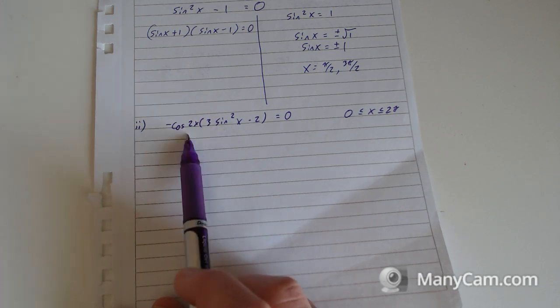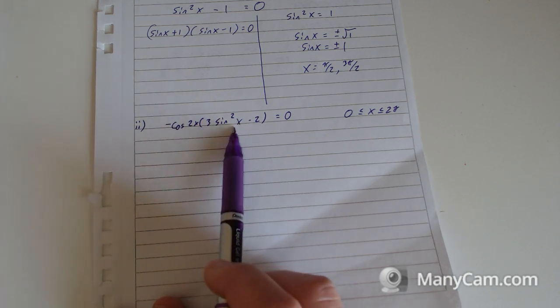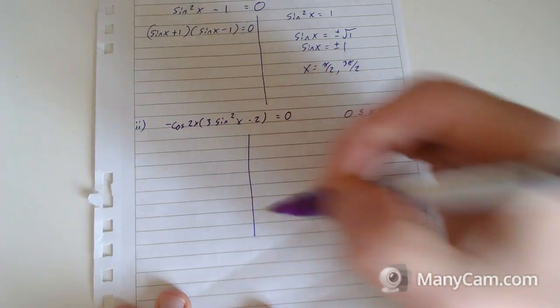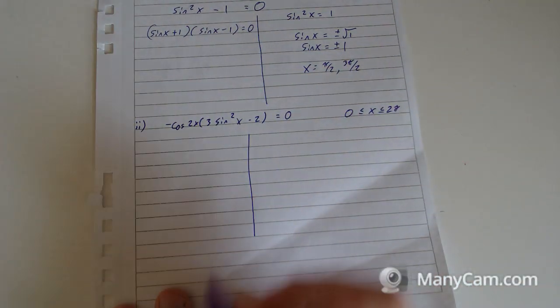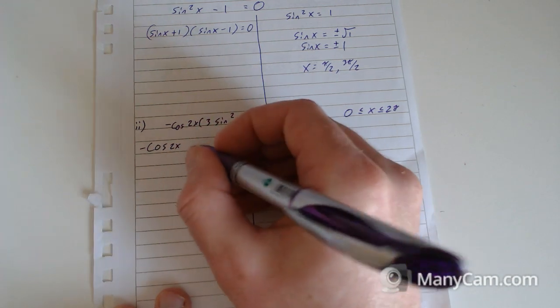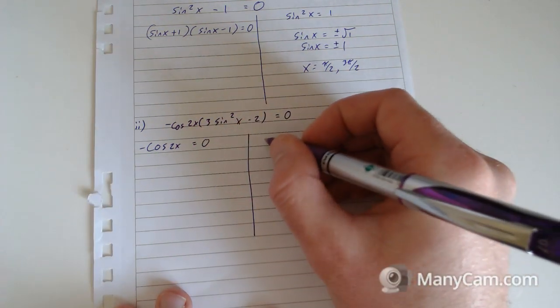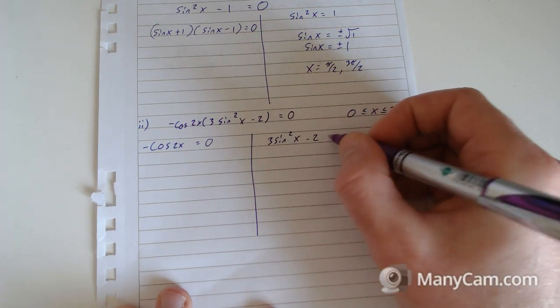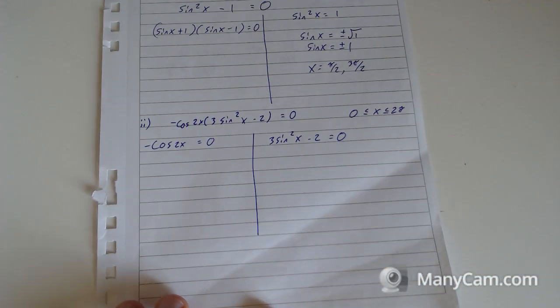It's already factored. We already have two factors equal to 0. So we actually have two different solutions in this one already set up for us. One is negative cos of 2x equal to 0. And one is 3 sine squared x minus 2 equal to 0.